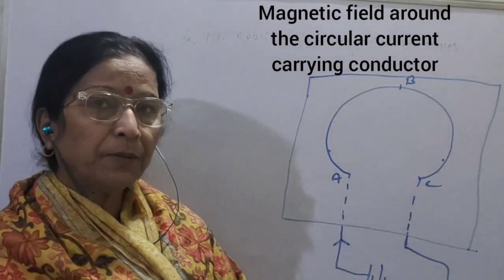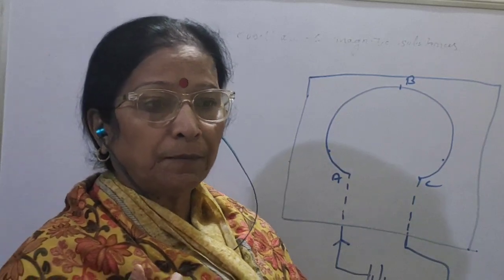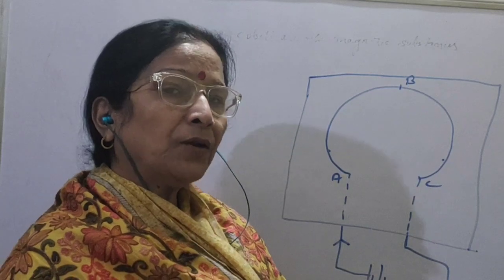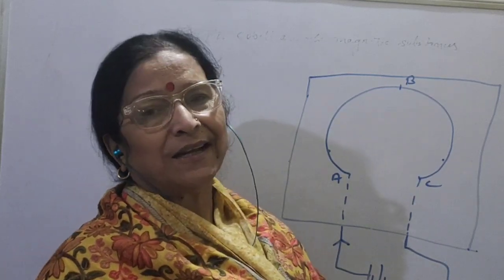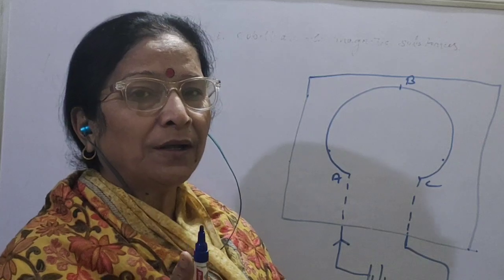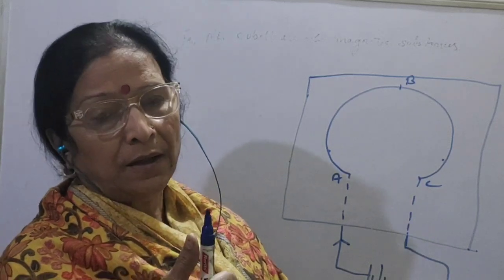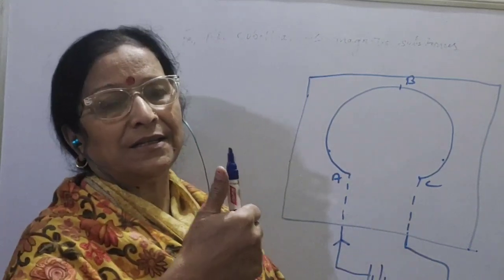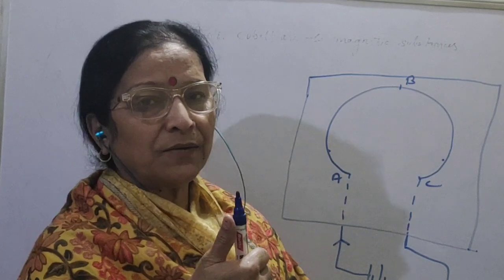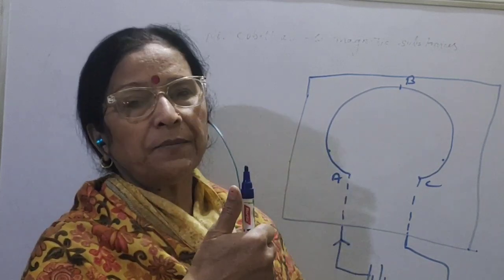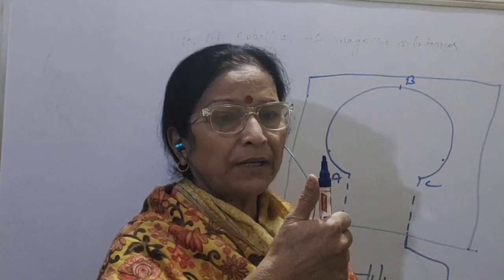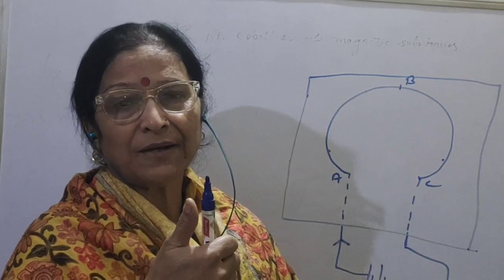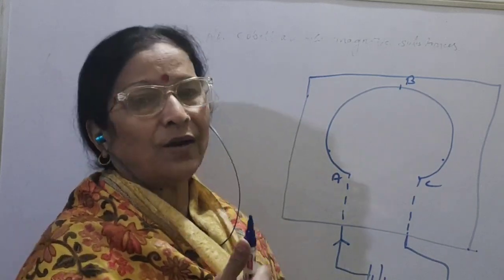Hello children, in the previous video we studied the direction of the magnetic field around a straight current carrying conductor, and we used Maxwell's right hand grip rule, the right hand thumb rule, to know the direction of the field line. We studied that if we hold a conductor in our right hand such that the thumb represents the direction of current, then the wrapped fingers represent the direction of the magnetic line of force.